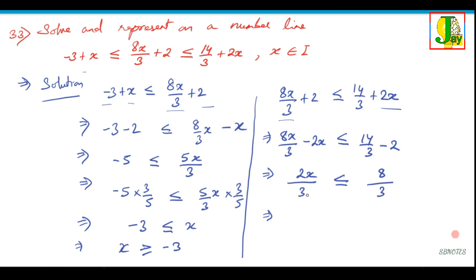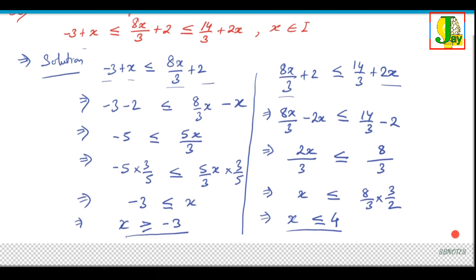Now this we have to remove, so x into 3/2, here also into 3/2, so x is less than equal to 8/2, that's 4. Now we have x greater than this and x less than this. You have to write the solution set on a number line.